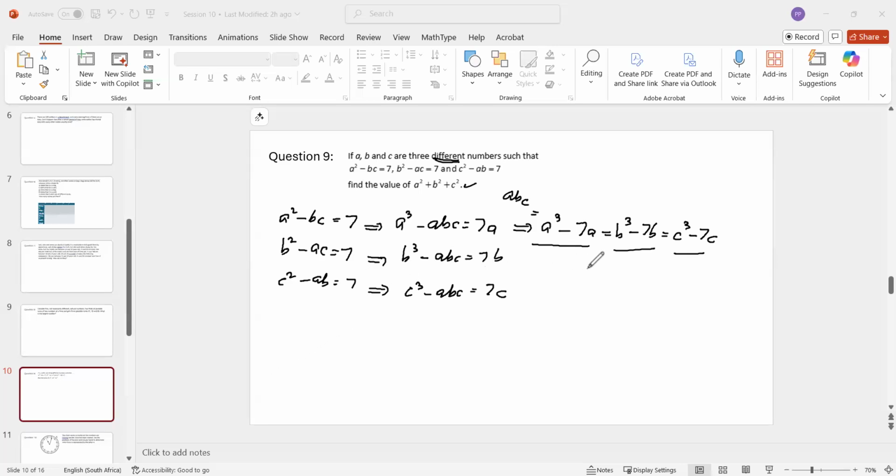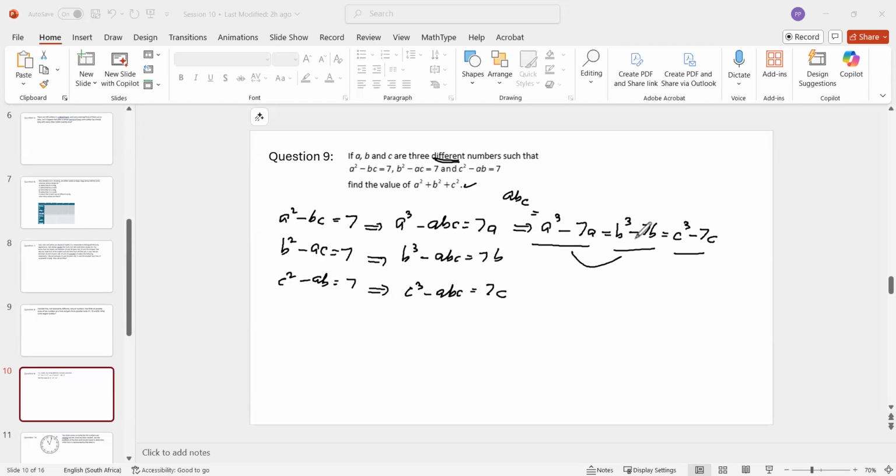Now I have to go through the hard solution. All right. Now let's have a look at these two equations here.